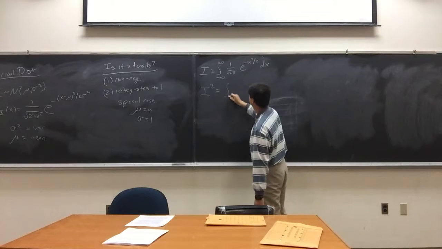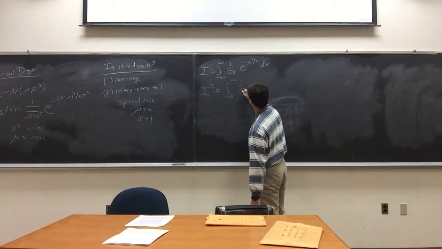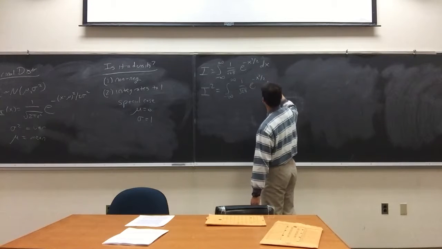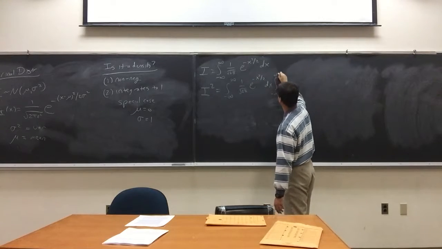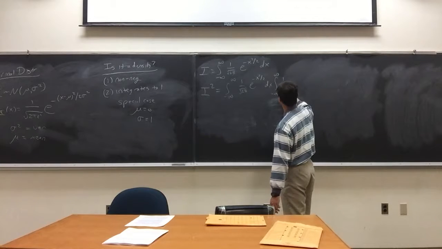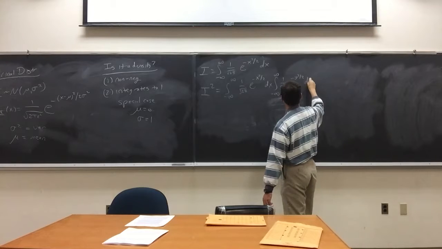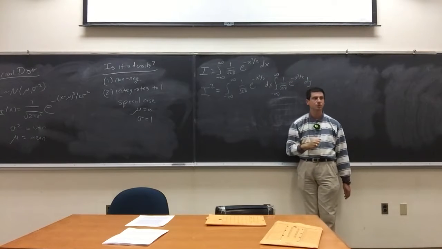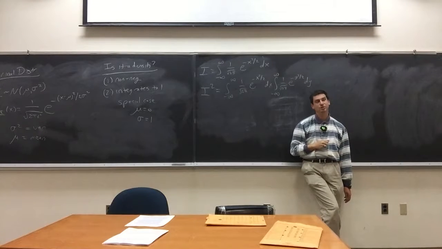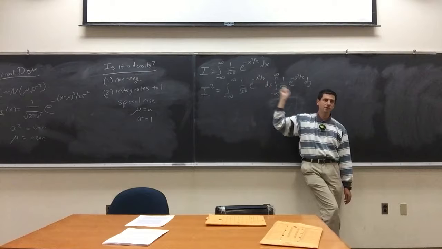All right. Integral from minus infinity to infinity, 1 over square root of 2 pi, e to the minus x squared over 2 dx, and then integral from minus infinity to infinity, 1 over square root of 2 pi, e to the minus y squared over 2 dy. I can't use the same letter twice. Or I could, but it's really dangerous and potentially misleading. So if I'm squaring I, I'm just writing the integral twice.